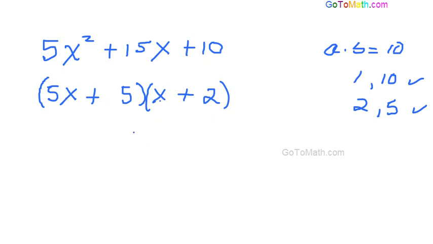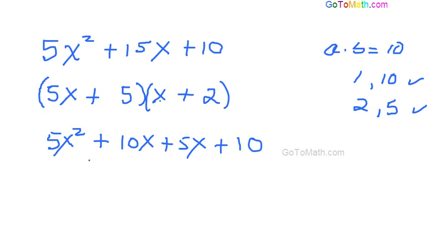See, if you multiply 5x times x, you get 5x squared. I've never realized that these things could have more than one solution. 5x squared, and then 5 times 2 is 10x, and then plus 5x, and then we have 5 times 2 is 10, and so we end up with 5x squared plus 15x and then plus 10.